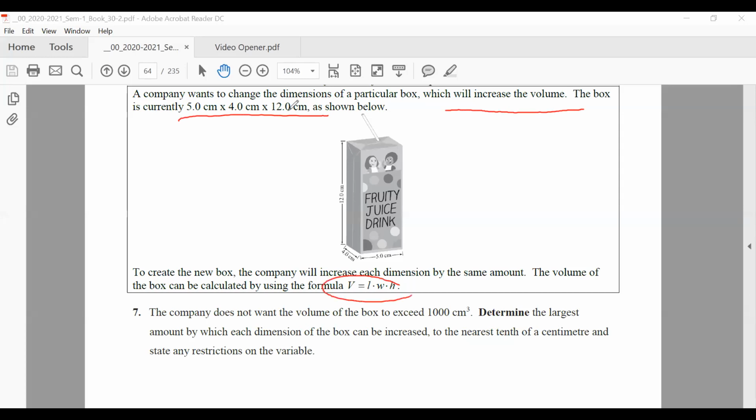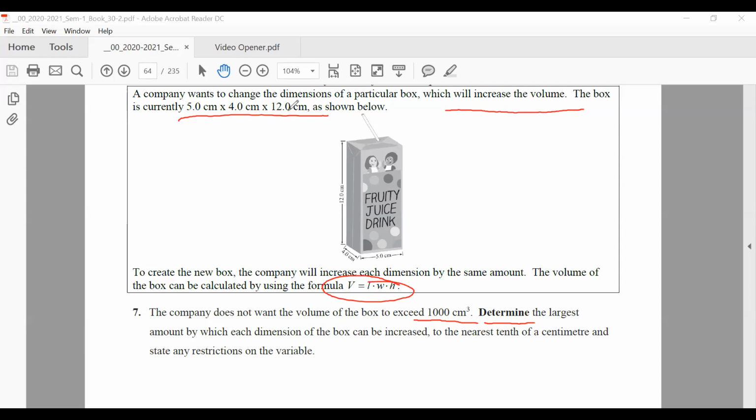Now they give us the formula to find the volume. And it says the company doesn't want the box to exceed 1,000 centimeters cubed. Determine, which means show me some work, the largest amount by which each dimension of the box can be increased. Okay, so what I'm going to do here is it says that's my volume. And we're going to increase each dimension as we go here.